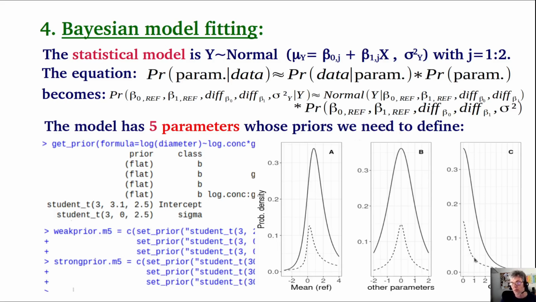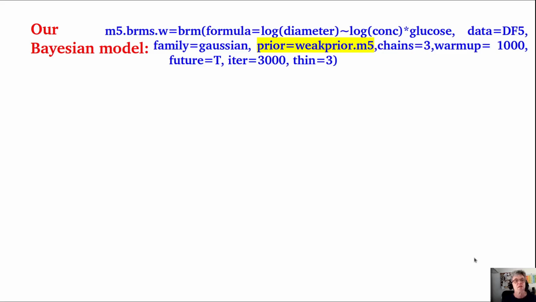So what I'm going to try to see is whether there is an influence of the priors, here arbitrarily defined, in the fitting of the model. Our Bayesian model for the weak priors is the basic statistical model that we have been discussing, the family Gaussian. Here we identified the set of priors that we want to define, either the weak or the strong, the chains, the warm-up. This was discussed before and need not be repeated here.